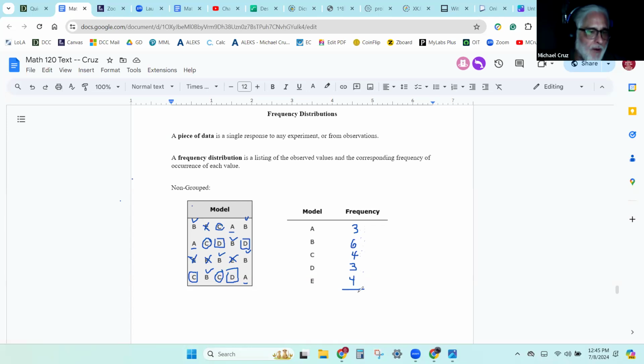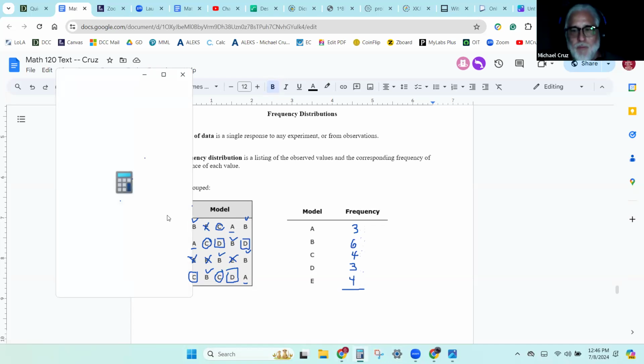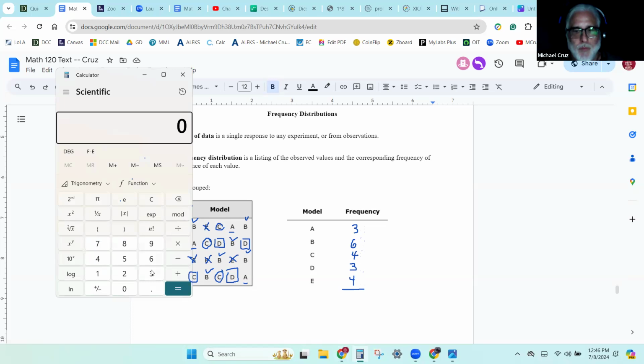Now, if we've done everything correct, those numbers should add up to the total. And what is the total? Let's see. 1, 2, 3, 4, 5. And there's 1, 2, 3, 4 rows. So there's 20. So do those add up to 20? Yep. So I'm going to put the 20 here.